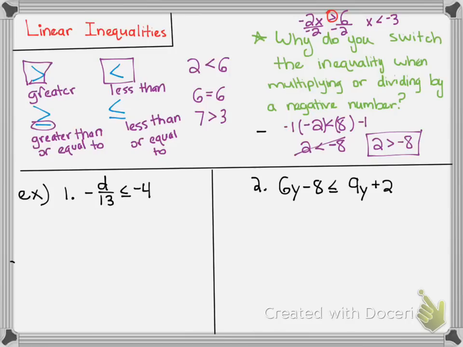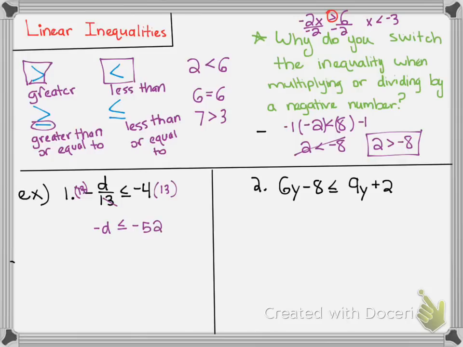Okay? So let's look at the first one. We have negative d over 13 is less than or equal to negative 4. So I have two options for this one. Since I've got this 13 on the bottom, I need to get rid of it. So I can multiply both sides by the denominator here, which is 13. These cancel, and I have negative d is less than or equal to negative 4 times 13, which is negative 52.